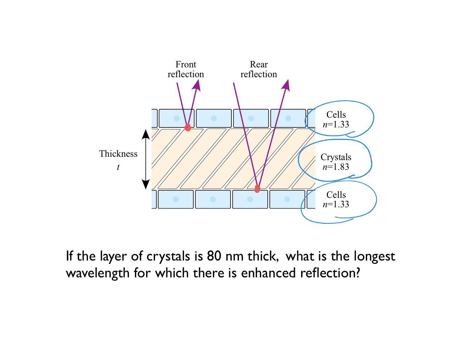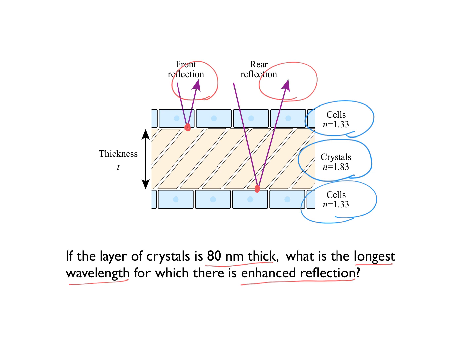And the question is, those two rays, are they going to be in phase, or are they going to be out of phase? Are they going to be constructive interference or destructive interference? We are looking for the following. If the layer of crystals is 80 nanometers thick, and that's typical, the question asks, what is the longest wavelength for which there is enhanced reflection? So let's go ahead and take a look at how we solve this problem.